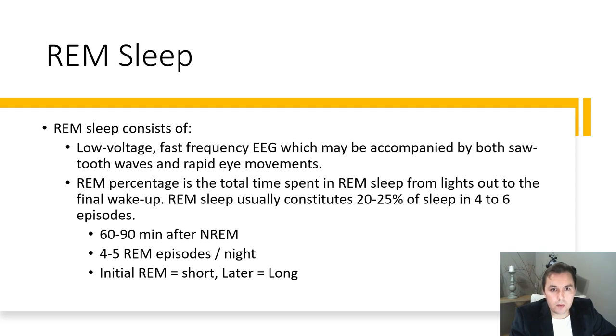So REM sleep, which follows non-REM intermittently throughout the night, is associated with a further reduction in muscle tone, except in the extraocular muscles, and is associated with bursts of rapid eye movements. The EEG becomes desynchronized. In other words, it has a low voltage, high frequency discharge pattern. The first cycle of REM usually occurs 60 to 90 minutes after the onset of non-REM. The normal sleeper experiences 4 or 5 REM episodes each night. The initial episode is usually short, only lasting 5 minutes in duration, whereas the later episodes are much longer, which can take up to 60 minutes in duration.